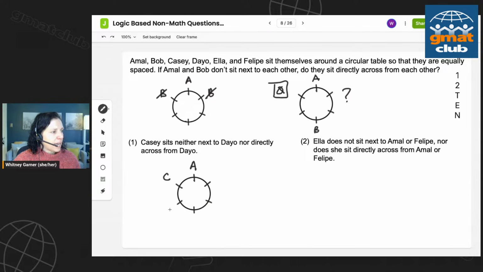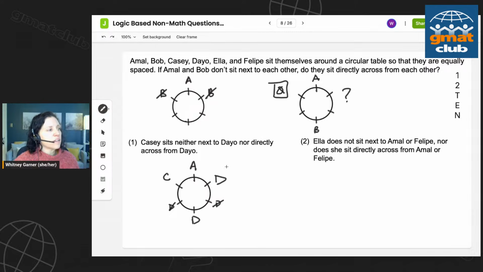And if Casey can't have Deo across from them, right, directly across, or here, so this one can't be Deo, this one can't be Deo, this one can't be Bob, Deo has to be one of these two. So it could either be, well, actually I'll leave Bob off for a second. According to just this statement, if these two can't be Deo, Deo either goes here or here.